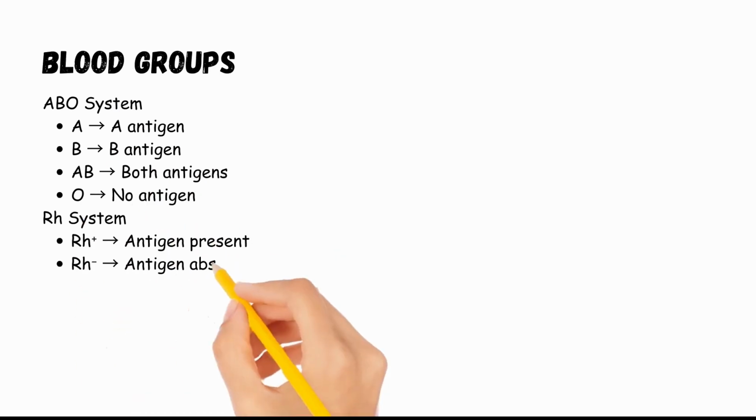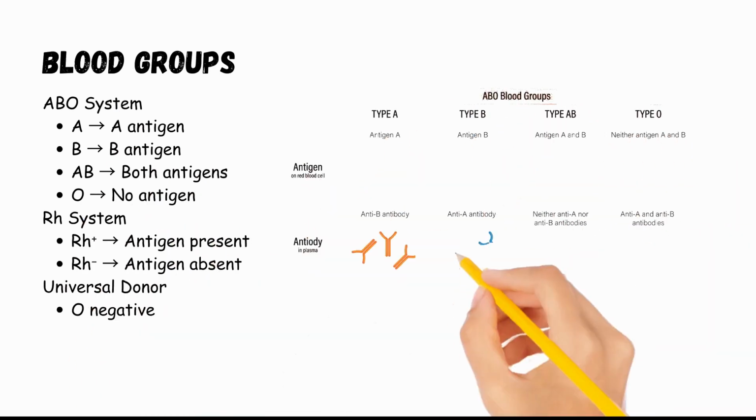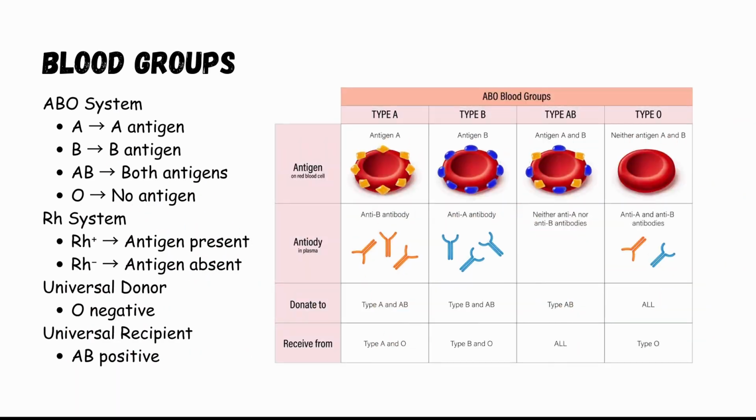Blood groups are determined by antigens present on the surface of red blood cells. In the ABO system, Group A has A antigen, Group B has B antigen, Group AB has both, Group O has none. Blood transfusion must be compatible to prevent agglutination, which is clumping of RBCs.